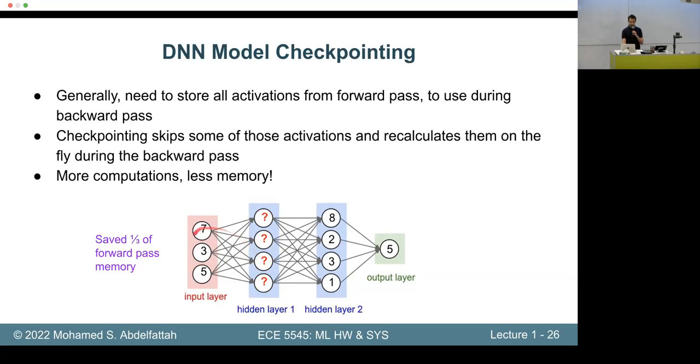During the backward pass, when I need to compute the gradient here and I need the value of this activation, I would go back and use the input layer and recompute the value of that hidden layer to compute the gradients, and then I would throw it away again. And so that's DNN model checkpointing. I thought I would mention it as a way that people are using to, again, trade compute for memory. Or in this case, trade memory for compute.